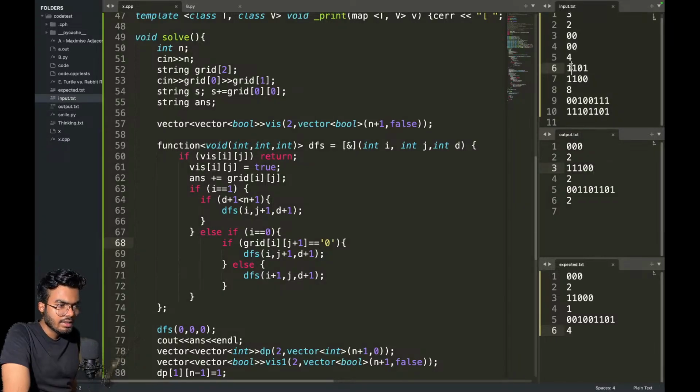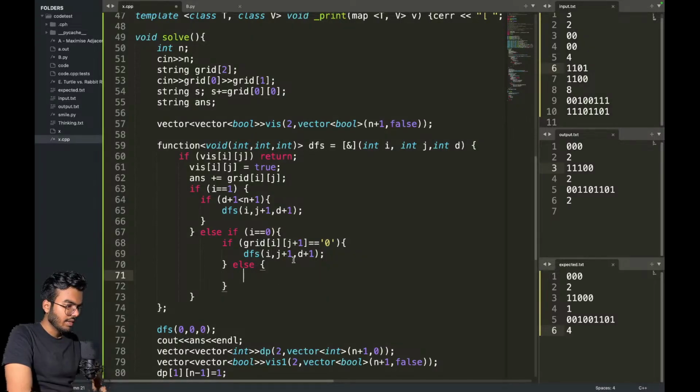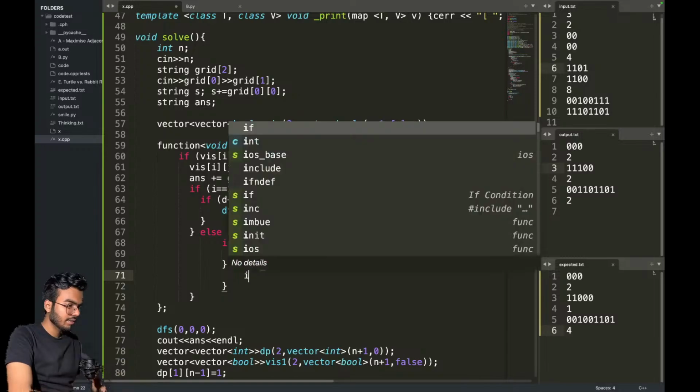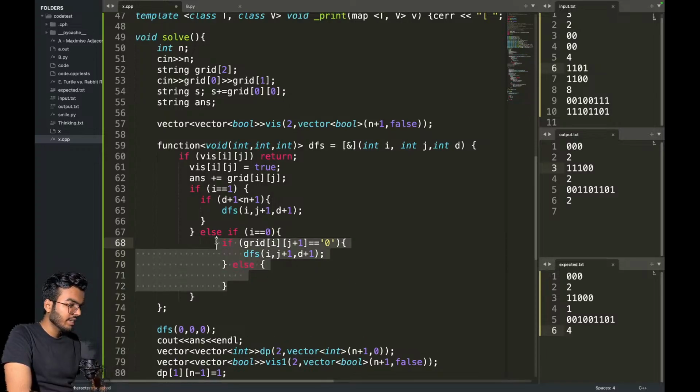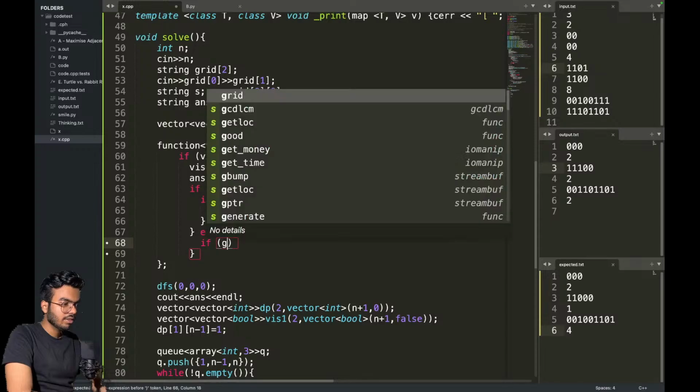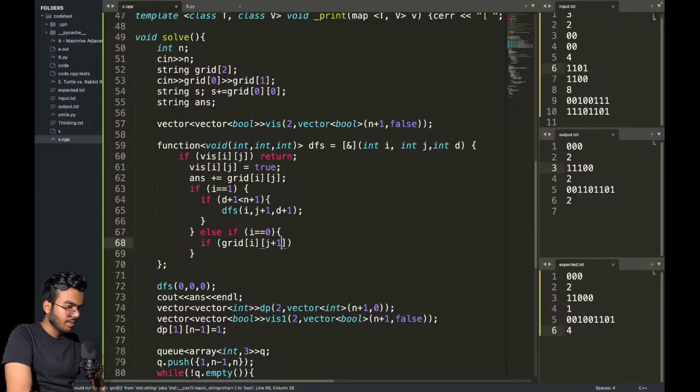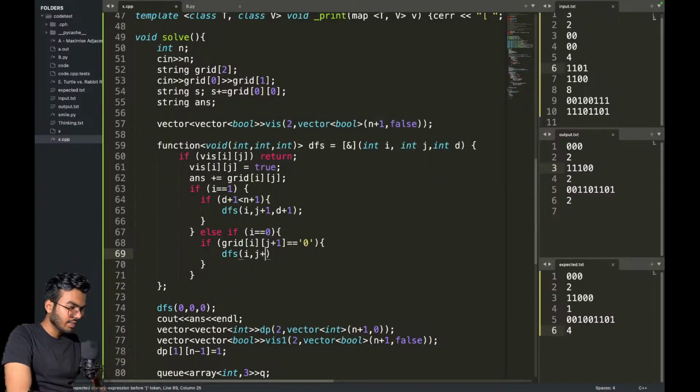If both are ones, so if both the right and down children are the same, I need to check: if grid i, j plus 1, the right one, is equal to 0, then obviously do a DFS of i, j plus 1 with d plus 1. I don't even know why I'm passing the d now.